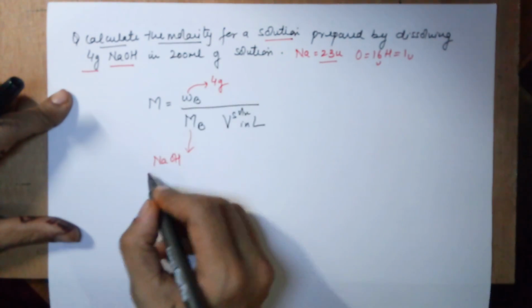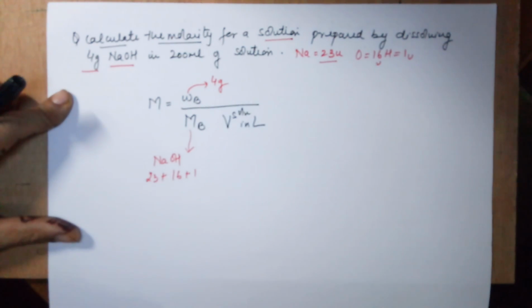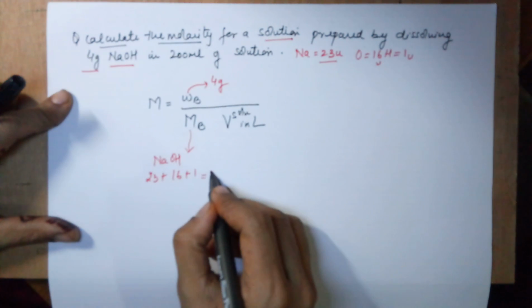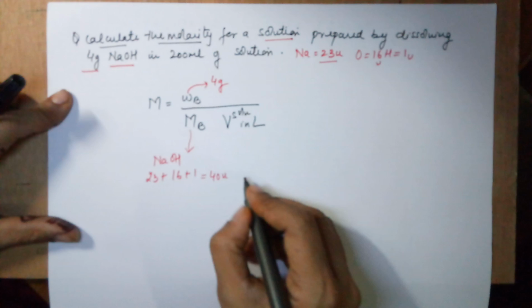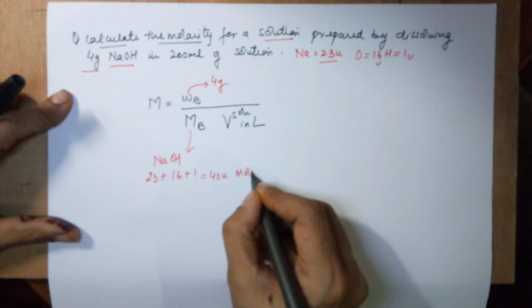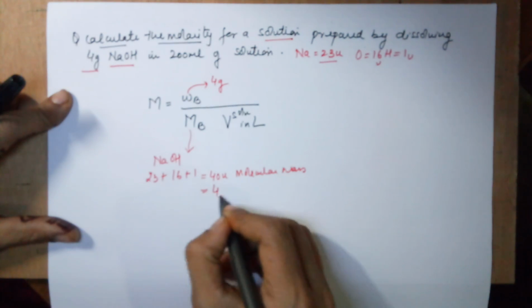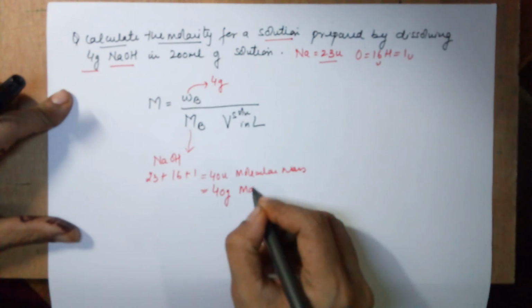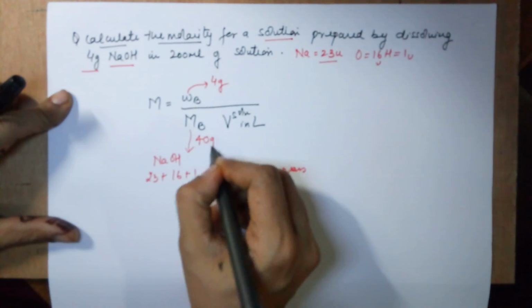The molar mass is to be calculated. Sodium is 23. Oxygen is 16. Hydrogen is 1, which makes it 40U. So you have the 40U is your molecular mass. If you represent this in grams, it becomes your molar mass. So this value is your 40 grams.